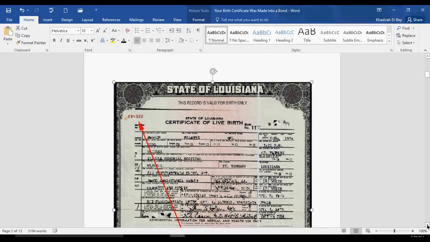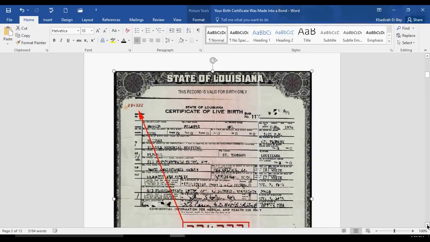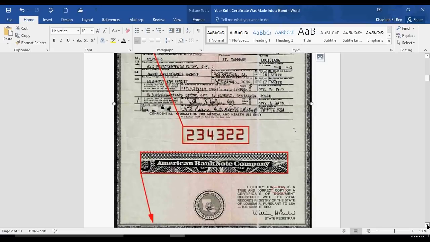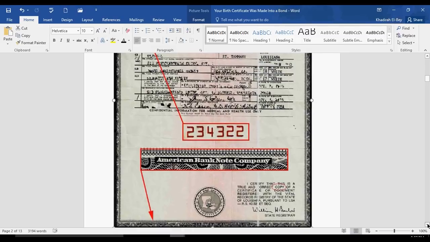Right, as you see here, that's the bond number in the upper left-hand corner. In the bottom left-hand corner is the American Bank Note Company. That's what we talked about in the last class, which shows that this birth certificate is a bond, a negotiable instrument.